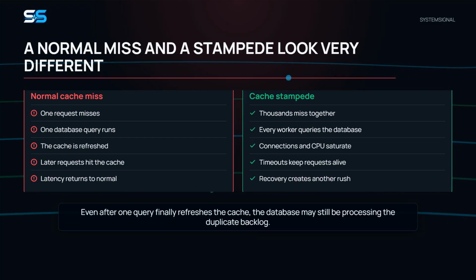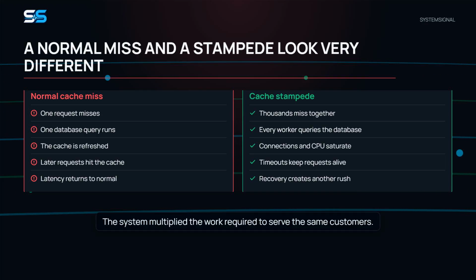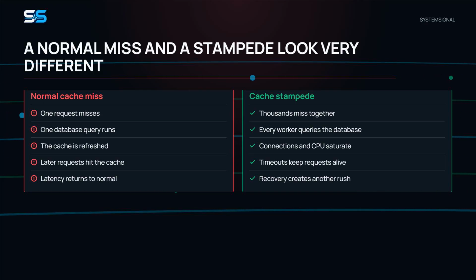Even after one query finally refreshes the cache, the database may still be processing the duplicate backlog. The difference is coordination. Demand did not suddenly become larger in business terms. The system multiplied the work required to serve the same customers.